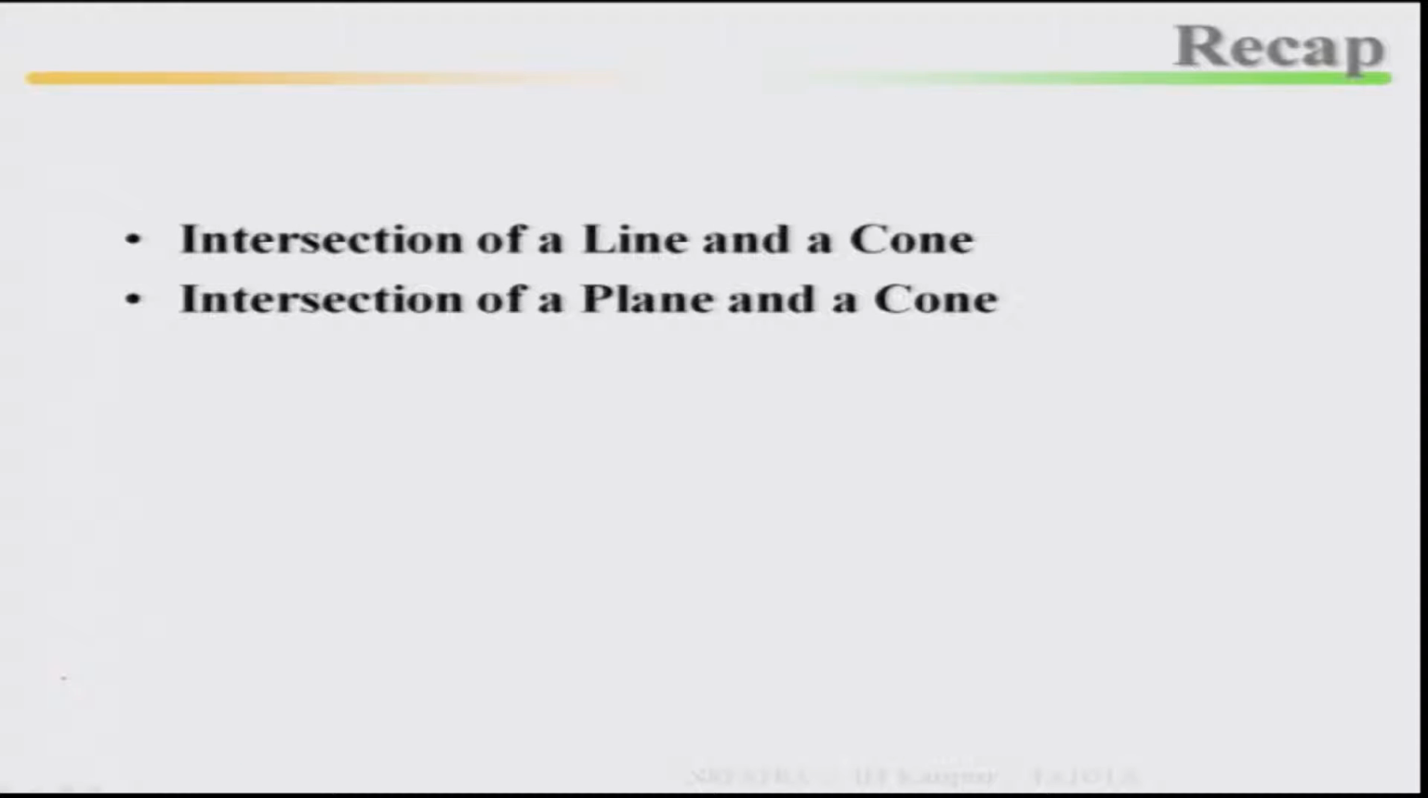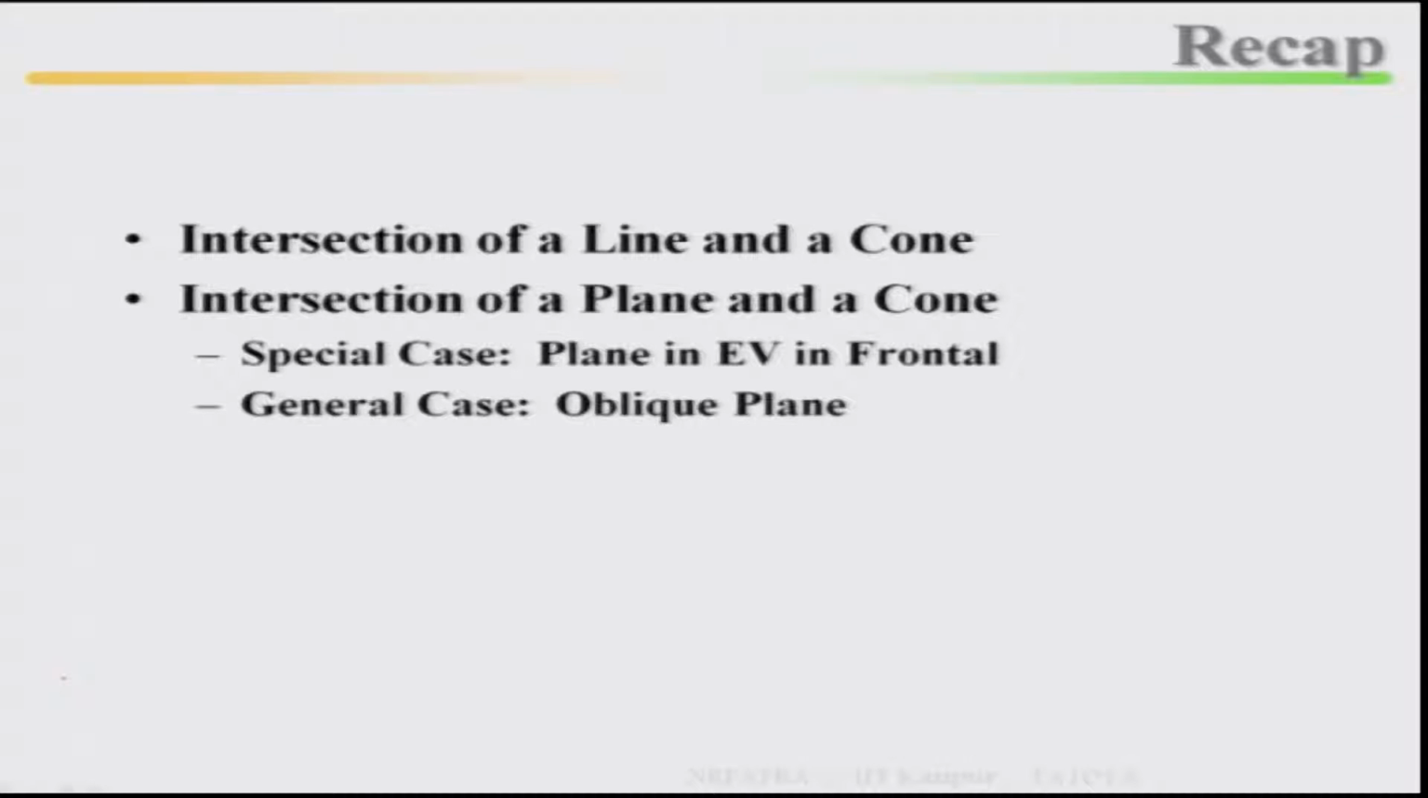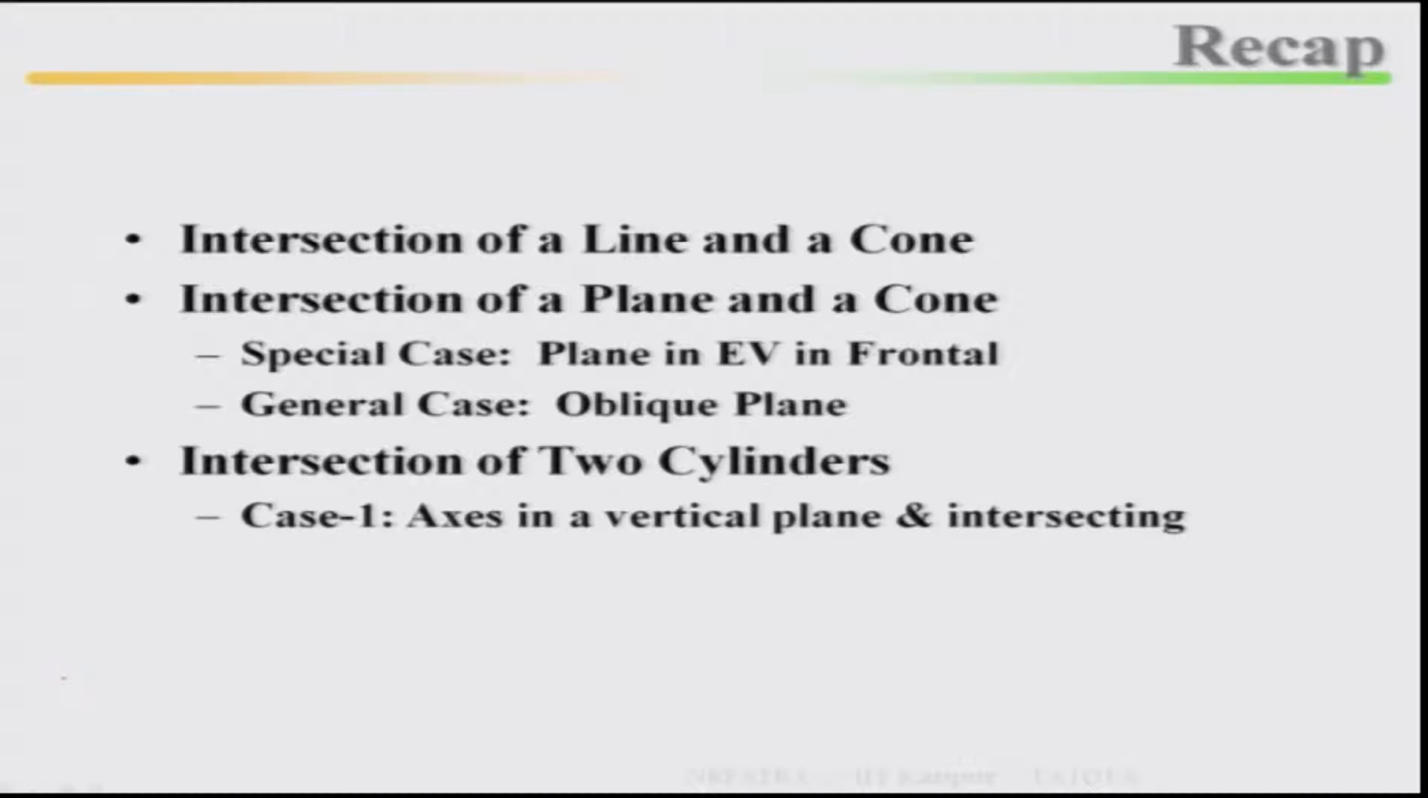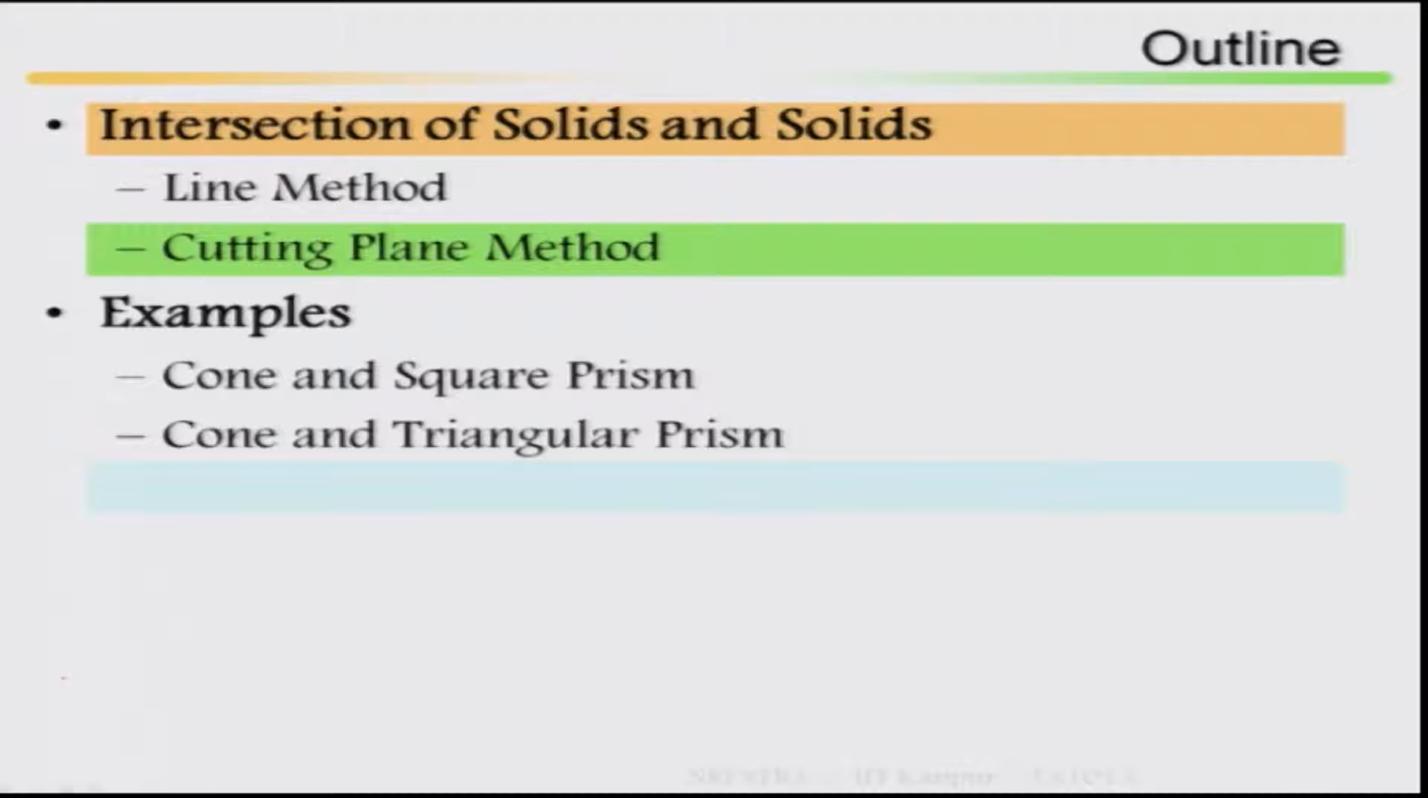intersection of a line and a cone, intersection of a plane and a cone, special case plane in edge view in frontal, general case oblique plane, intersection of two cylinders, axis in a vertical plane and intersecting, axis not intersecting. Now, in this we are going to discuss intersection of solids by means of line method, by means of cutting plane methods, and a few examples: cone and square prism, cone and triangular prism.